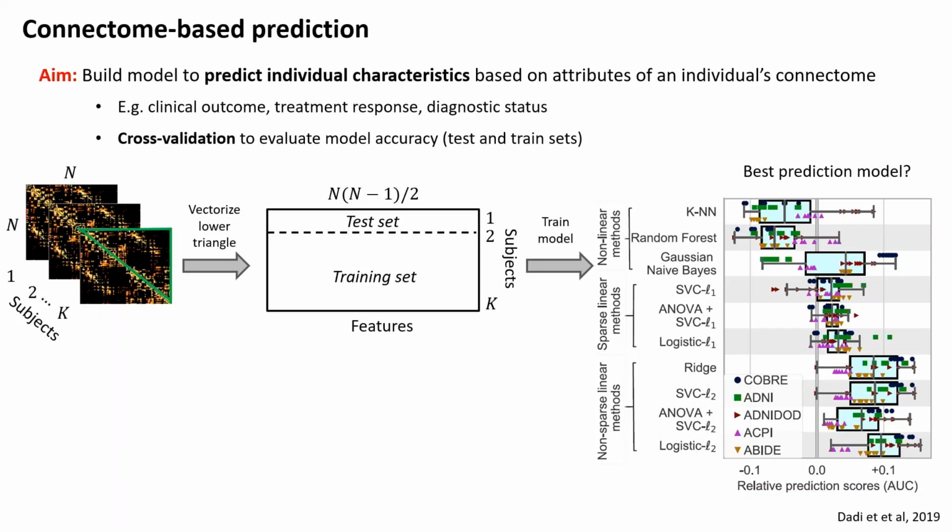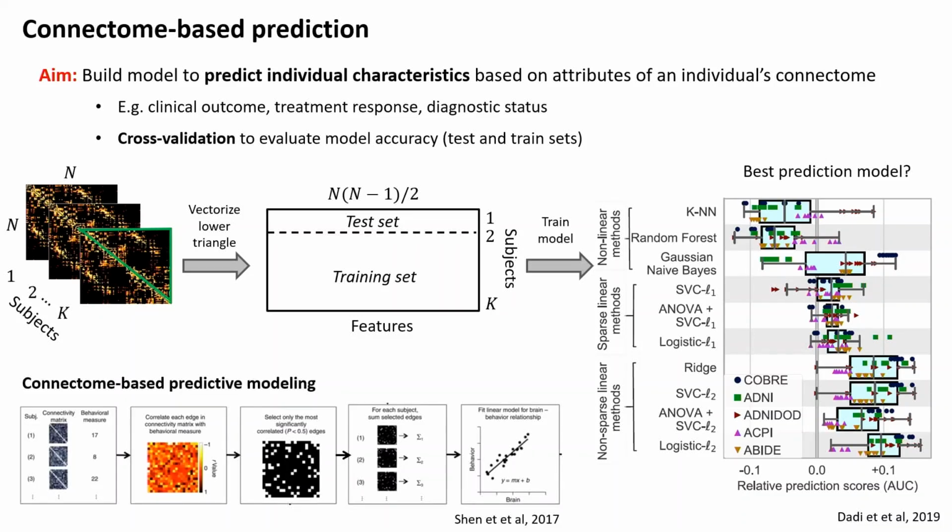On the right here, I've shown the performance of various models. In this work, it was found that using non-sparse regularization, in other words L2 regularization, yielded the highest prediction accuracy. So the more we go to the right of the plot, the higher the accuracy. There are also methods such as connectome-based predictive modeling, which are connectome-specific approaches for performing prediction.